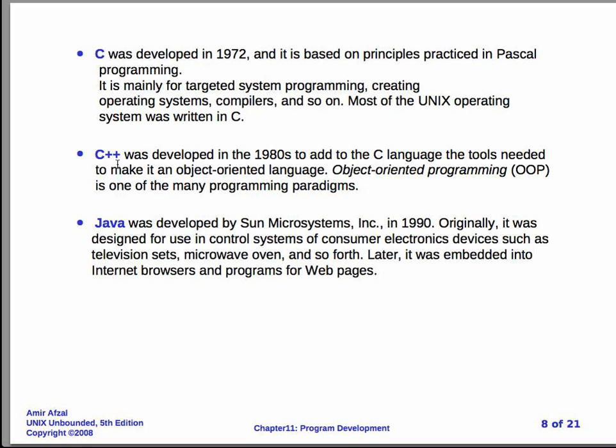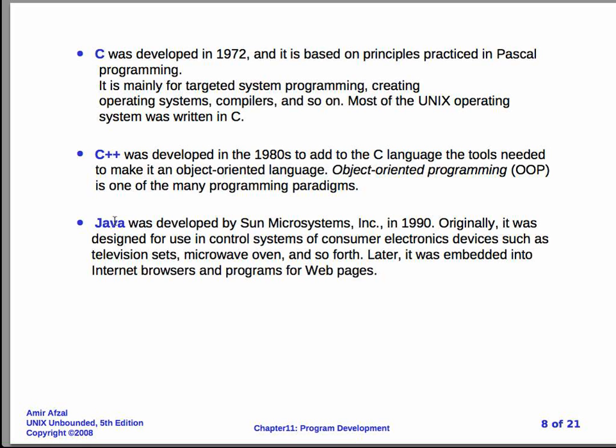Same thing for Linux. Most of Linux is written in C. C++ was developed in the mid-to-late 80s to add classes to the C language. So C++ is just C plus classes, essentially, and the tools needed to make it an object-oriented language. Object-oriented programming is a big deal, especially these days. It's pretty much taken for granted that that's what you need for big programming projects. And if you want to look for a job these days, you pretty much have to know an object-oriented programming language. C++ is one of them, so is Java.